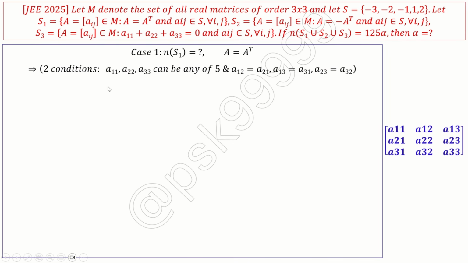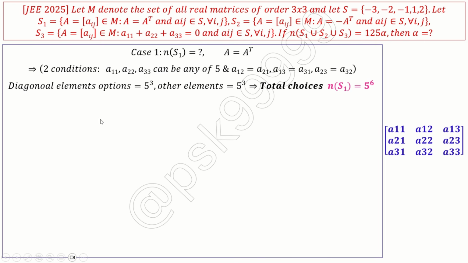So these are my conditions, and A11, A22, A33 can each be any of these 5 elements. So how many options do we have for the diagonal elements? 5 into 5 into 5, which is 5 cube. For the other elements, even though I have 6 of them, the pairs are the same, which means ultimately I have only 3 elements to choose, and each one has 5 options. So again another 5 cube. So the total number of elements in S1 is 5 cube into 5 cube, which is 5 to the power of 6.